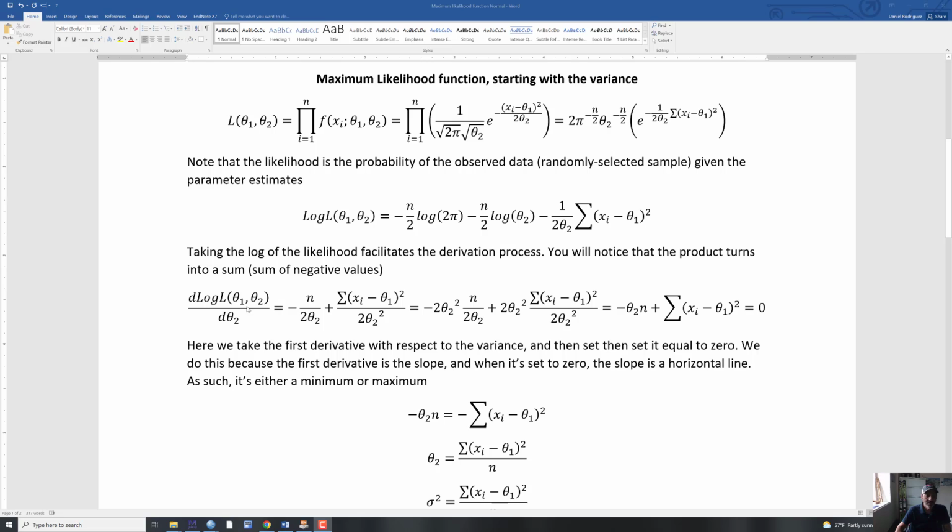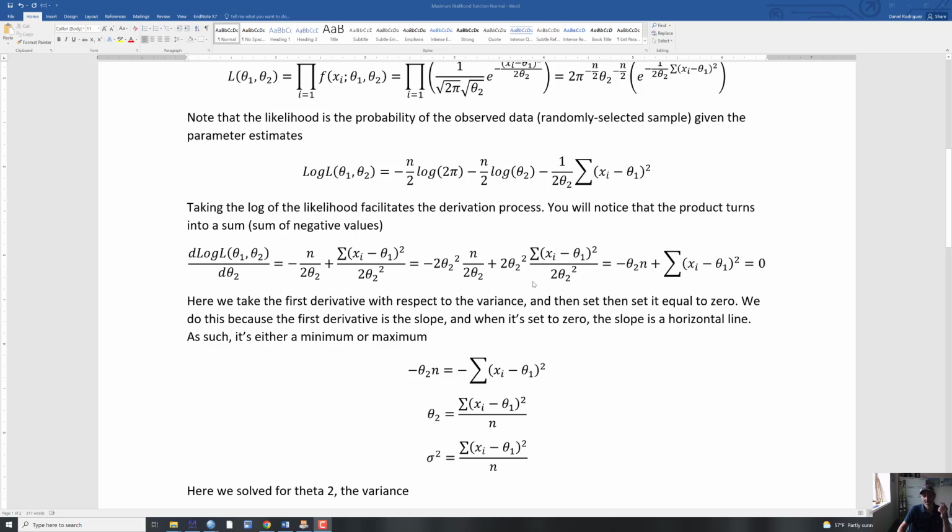So now we take the derivatives. There are two parameters, so we have to take one derivative with respect to theta 2 and one with respect to theta 1, and we'll do one at a time. This is dealing with the variance first. I take that derivative, and this is because we're dealing with logs here. The first term doesn't have any theta 2, so it just disappears. It's just 0, and then we do these derivatives here.